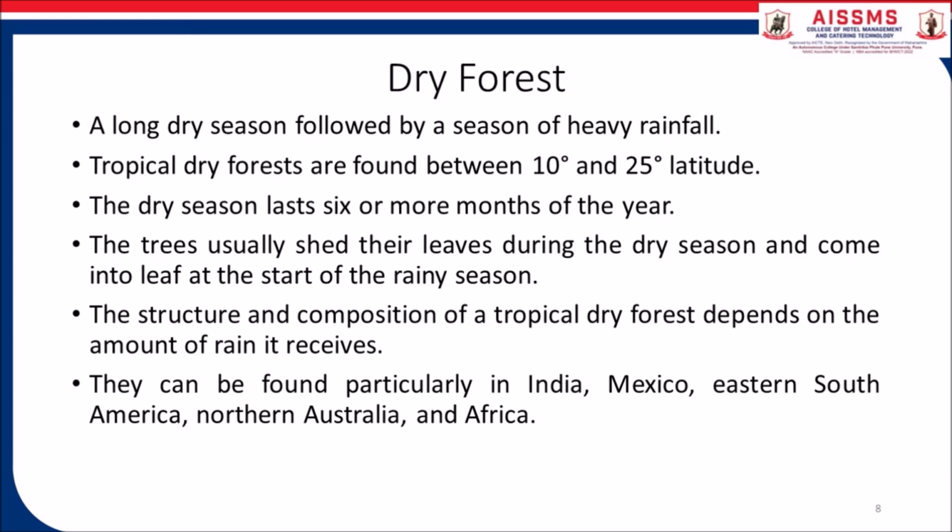The trees usually shed their leaves during the dry season, and the leaves come into existence at the start of the rainy season as well. The structure and composition of tropical dry forests depend upon the amount of rain it receives and the region it belongs to. Popularly, it can be found in India, Mexico, Eastern America, Northern Australia, and Africa. Next one is subtropical forest.